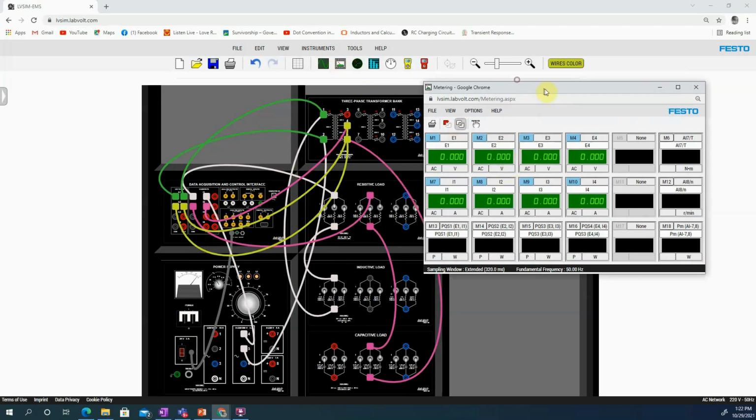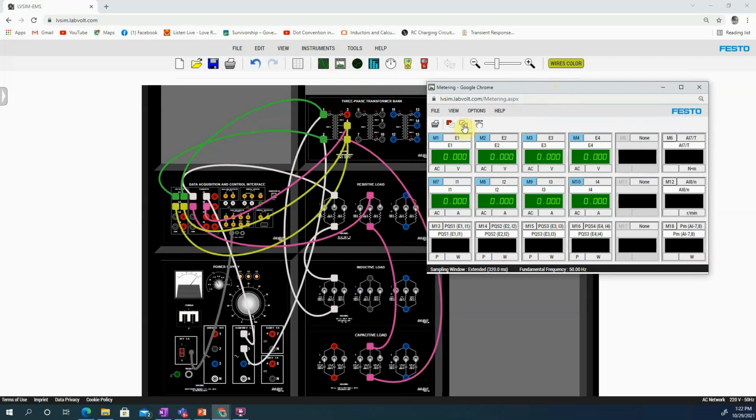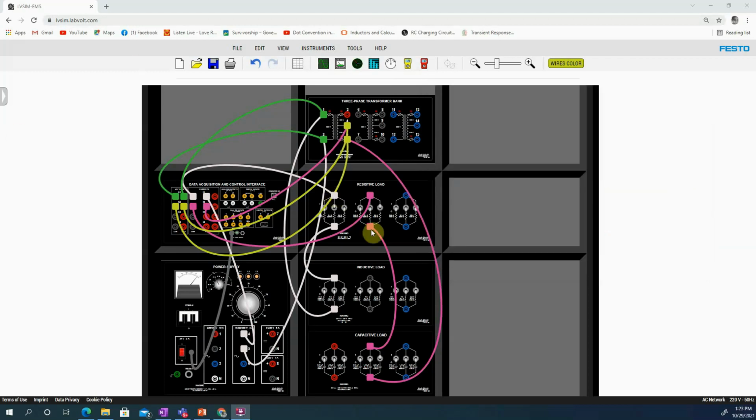Okay, why are there no values? I think we are disconnected, I need to reset the lock. Yeah, okay. Now I need to put on this one, and this one is on now. Verify that it's green, and then simulate.